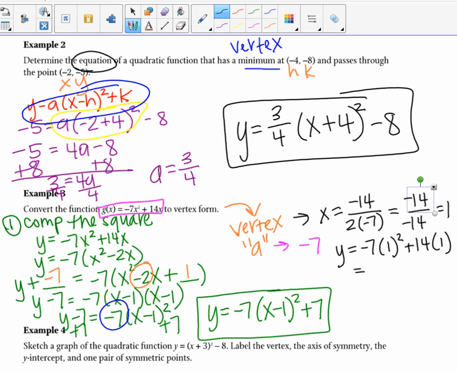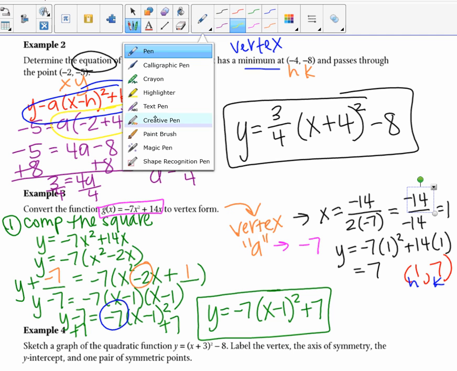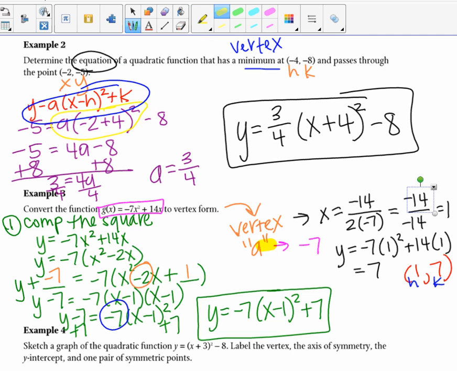And you will get 7. So now we know our vertex is at the point 1, 7, and that's my h and my k. So I can go through and I can sub in my a value and my h and my k. So now I know my vertex form is going to be y equals a, which is -7, times x minus h squared plus k.